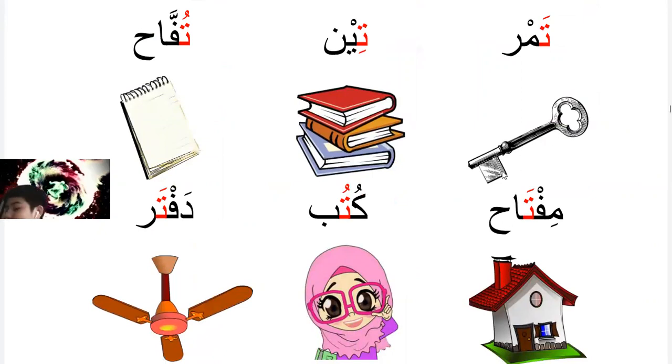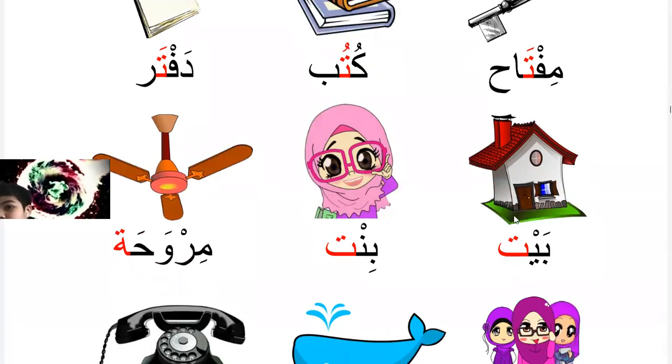Miftah. Key. Good. Kutub. Books. It is a plural word. Good. Daftar. Daftar, not calendar. Notebook. Daftar means? Notebook. Bait. House. Good. Bint. Bint means? Girl.